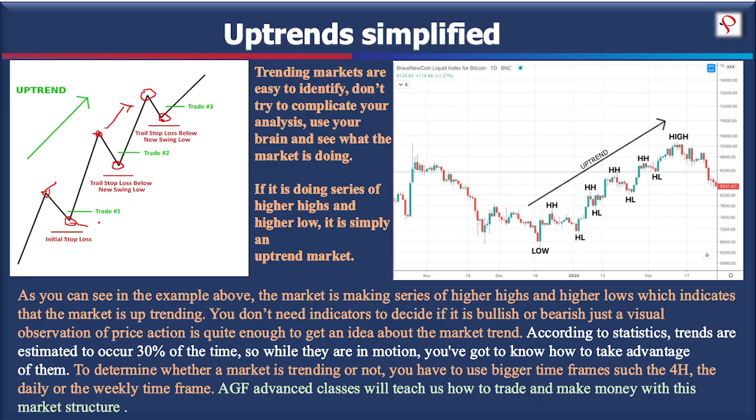So this is the series. When the market is printing a higher high and a higher low, a higher high and a higher low, you can say that that is an uptrend market. Now let's look at the chart here.